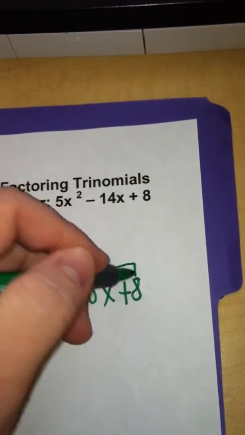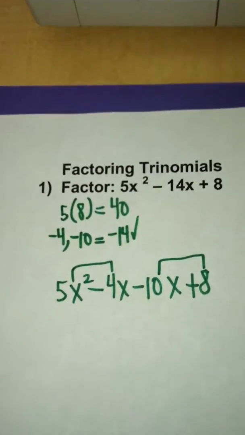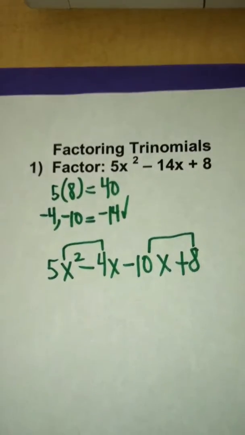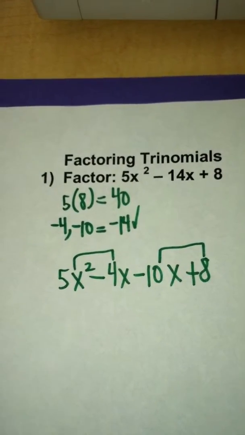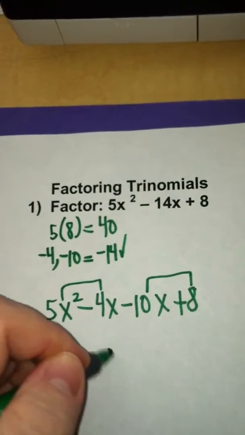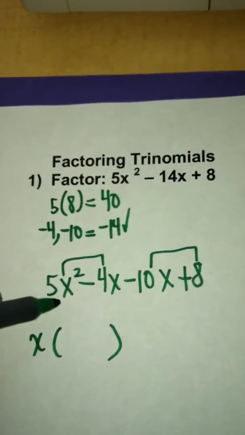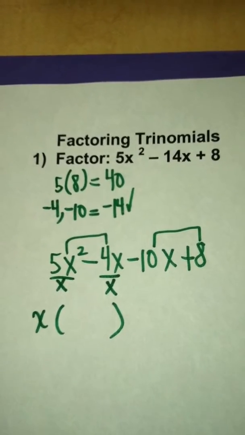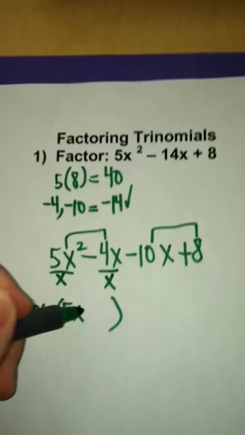So we group the first two terms and group the last two terms and take out the GCF from each pair. In the first pair, the only GCF available is x. So we'll take out an x. To find out what's left over, we can divide each term by x. We're left with 5x minus 4.